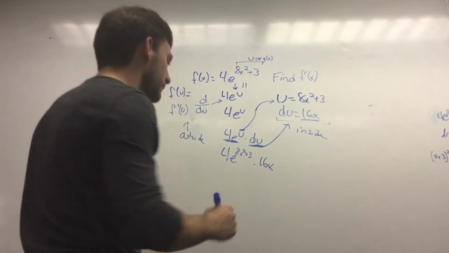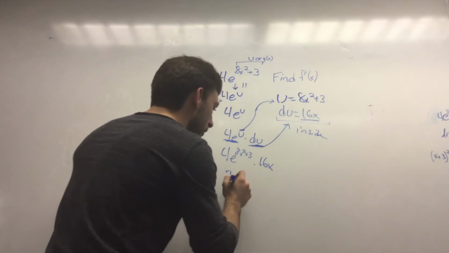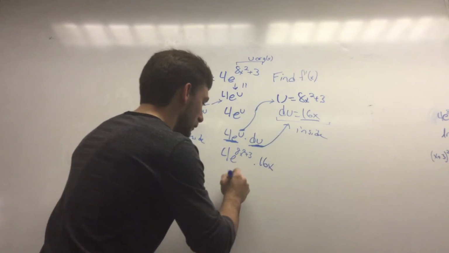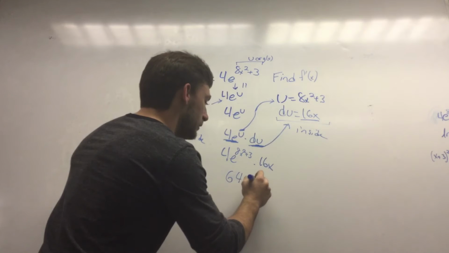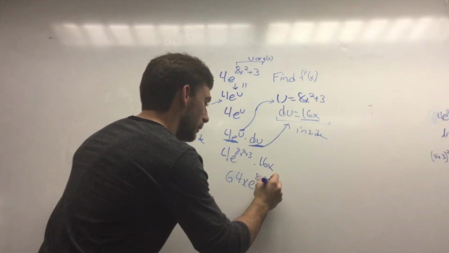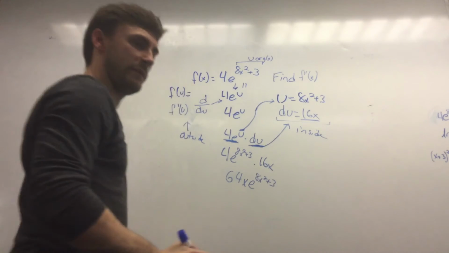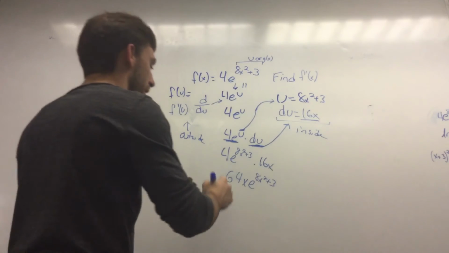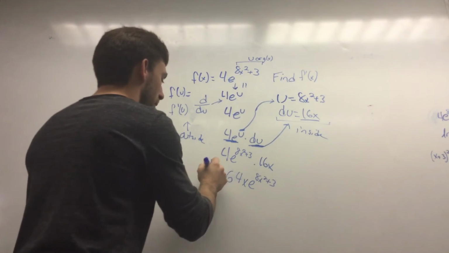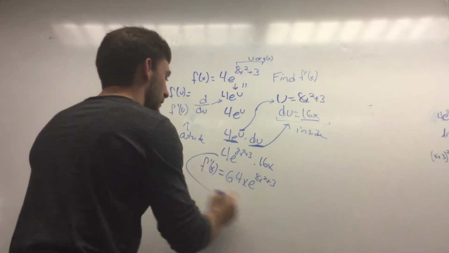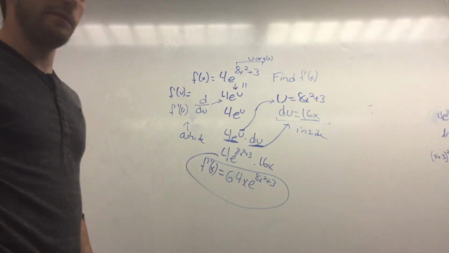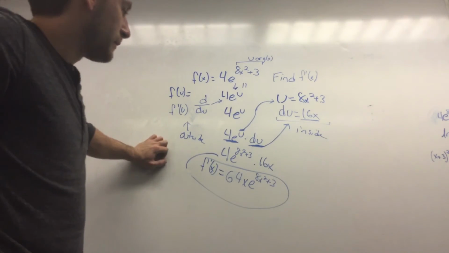Now we can combine them, and we end up with 64x e to the 8x squared plus 3. And this equals my f prime of x. That's my answer. I'm done. It's not too bad, not too bad.